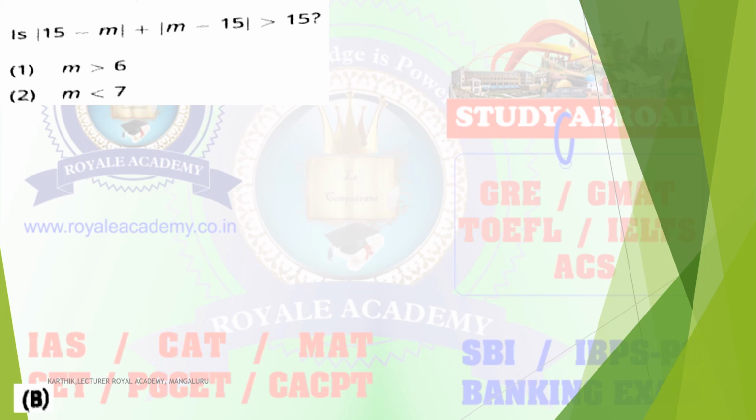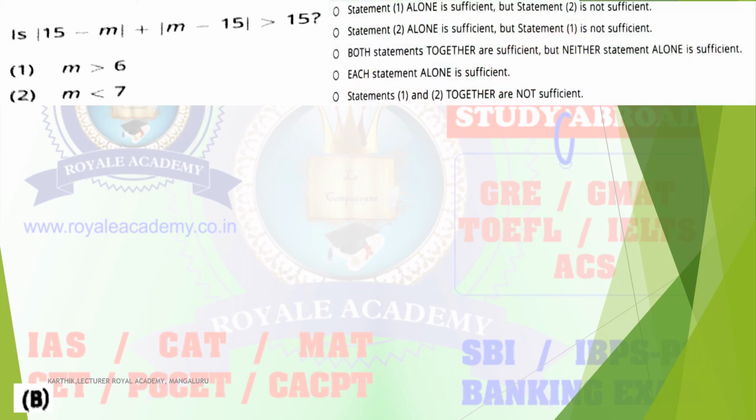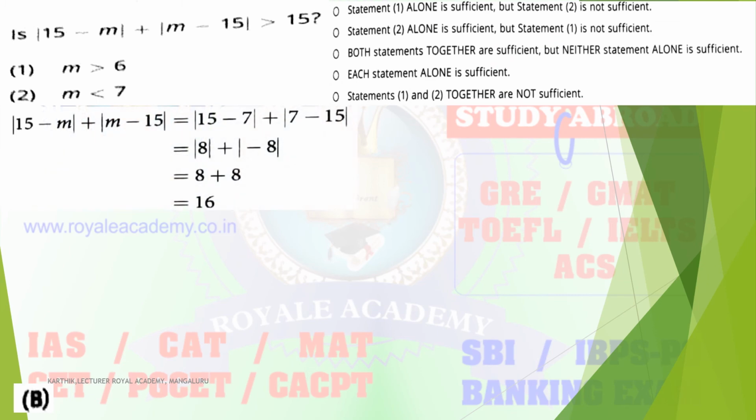Next one: is |15 minus m| plus |m minus 15| greater than 15? Two statements are also given: m is greater than 6, and m is less than 7. These are the options. So, the first statement, what is that?